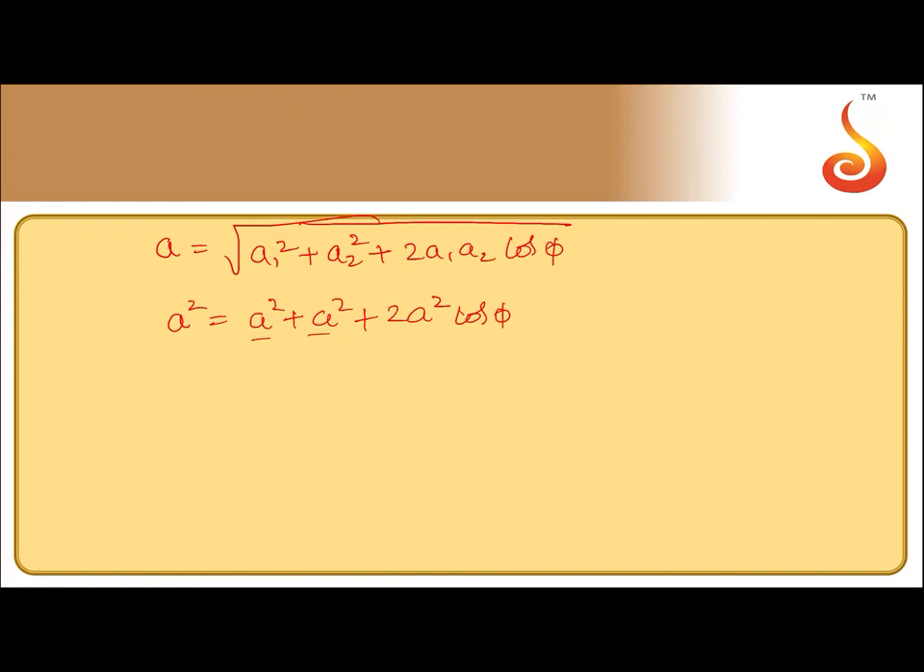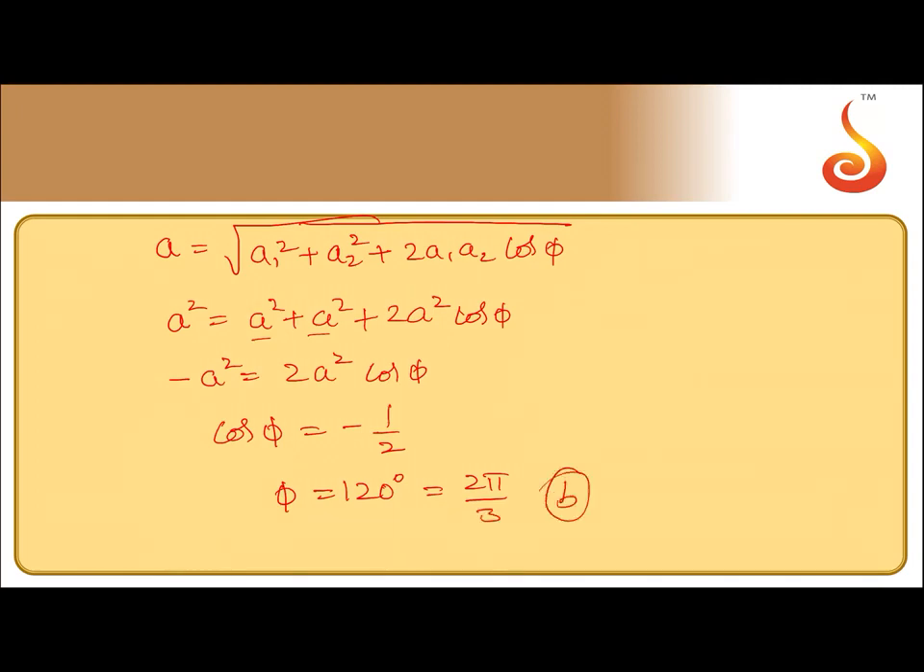If I send the 2a square to the other side, it becomes minus a square is equal to 2a square cos phi. So a square gets cancelled. Send this 2 to the other side, and you get cos phi is equal to minus half. So phi should be equal to 120 degree, that is nothing but 2 pi by 3. That is option B. So it is similar to vector addition. There we take the angle between the vectors; here it is the phase difference.